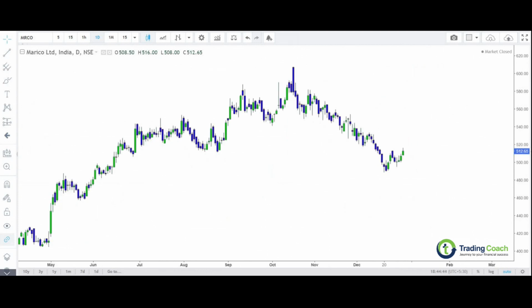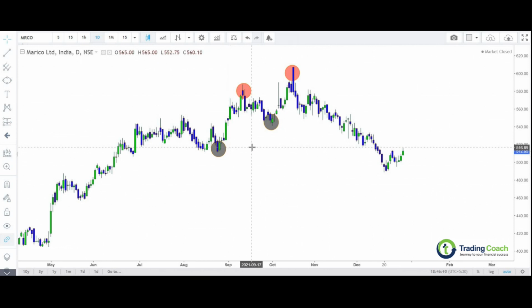So over here, I'm looking at the one-day chart of Marico Limited. So first what I'm going to do is, I'm going to mark the major swing highs and swing lows on this particular chart, and then we will try to understand the present market sentiment. Alright, so right now if you look at the chart, I have marked the major swing high as well as the swing low.